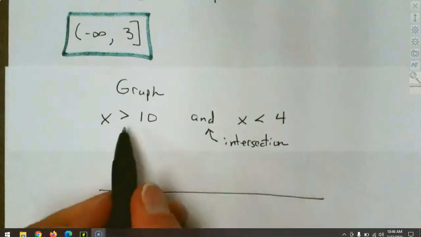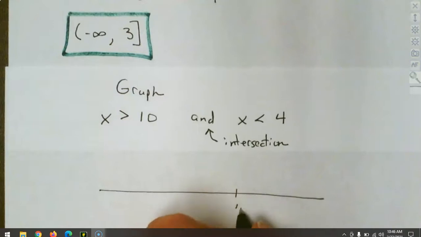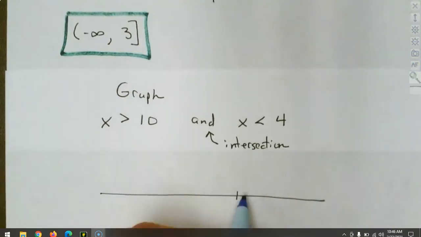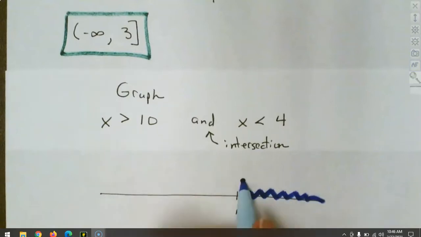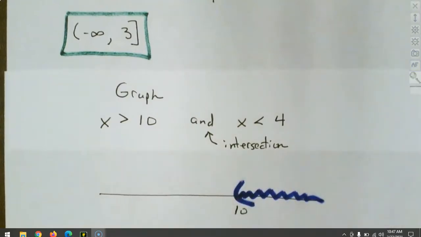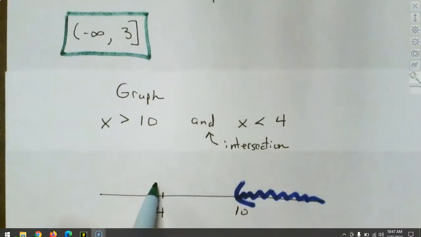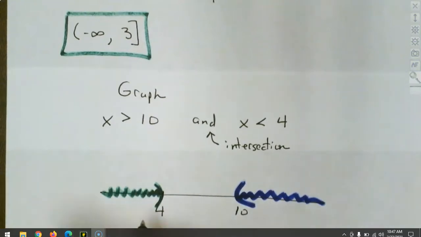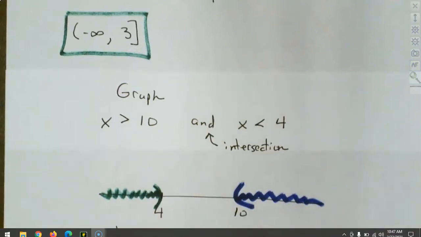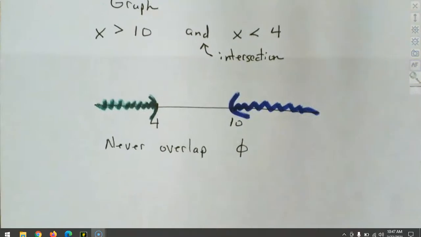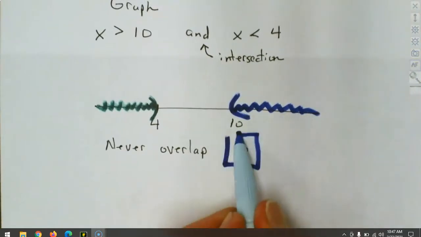And the first one says x is bigger than 10. So we find our 10. It's pointing to the right, so we shade out to the right here, and we use parentheses. What about the other one? The other one is x is less than 4, and it's going out to the left because it points to the left, and we have no solution. They never overlap. So this has no solution. Okay, so they never overlap, therefore they have no solution.